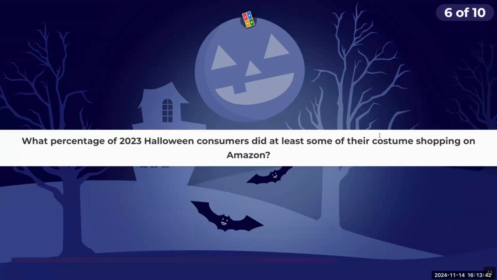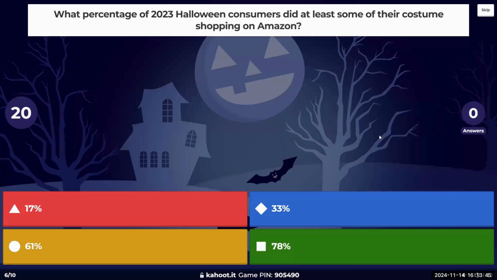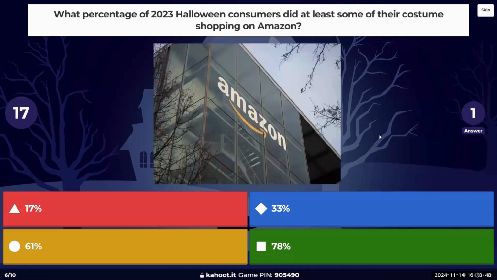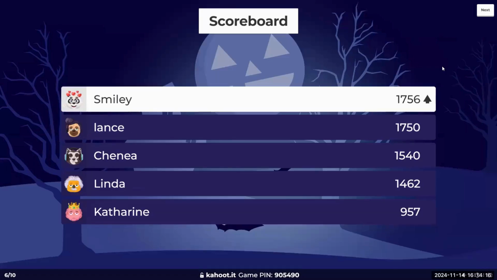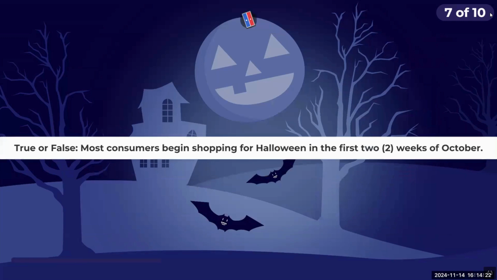What percent of consumers did at least some of their Halloween costume shopping on Amazon last year? That commercial behemoth. 61%. One person got that one right as well. So just a little less than two-thirds of people are accessing the same producer in order to get these goods, which is interesting. Although I like that a lot of people thought it would actually be more. Smiley, whoever you are, you're jumping in. And I do apologize if anyone can hear my dogs in the background.